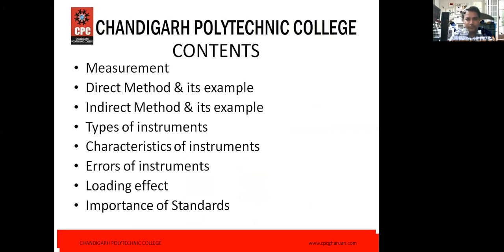Here are some more contents that we will study in this chapter, that is the measurement and its two methods, that are direct and indirect method with its example. Next is the type of instrument, characteristics of instruments, errors of instruments, loading effect, and importance of standards. All these contents we will study in this first chapter.